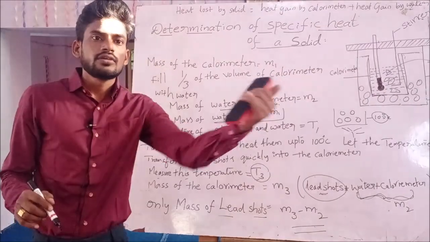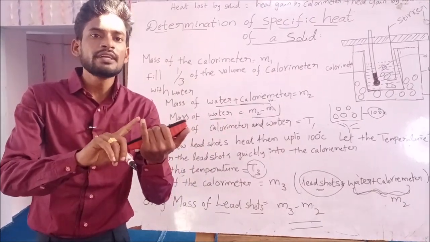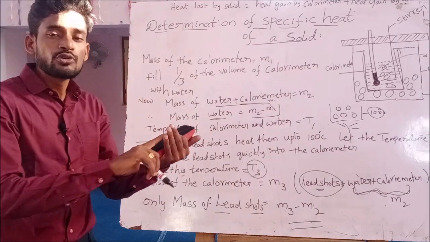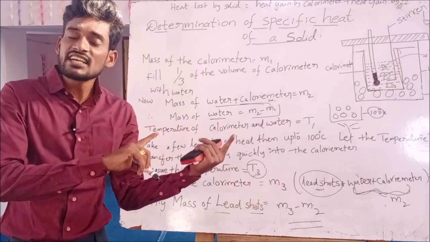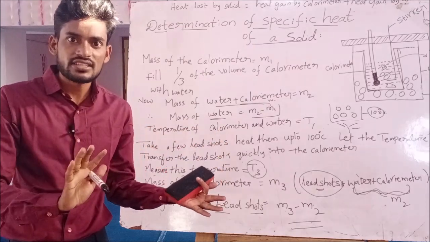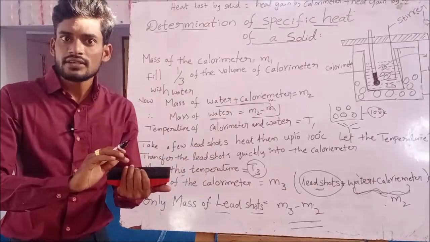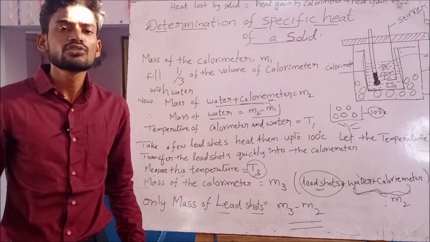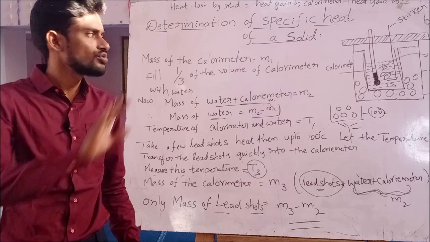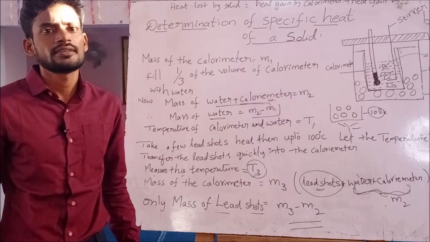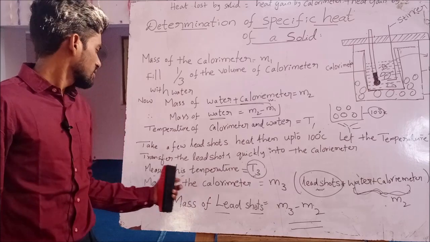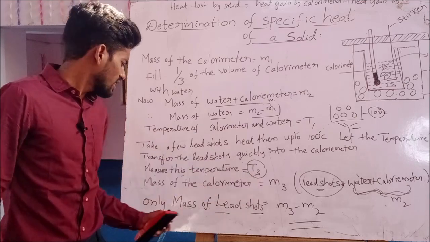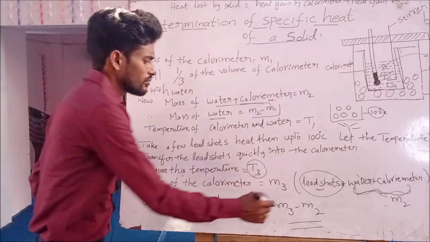See, calorimeter mass M1, water mass M2 minus M1, they were at initial temperature T1. Next, the lead shots temperature T2, which is the highest temperature, 100 degrees centigrade. It is going to lose heat to the water after mixing. Next, the mixture temperature T3, mass of the calorimeter with contents M3, only lead shots M3 minus M2.